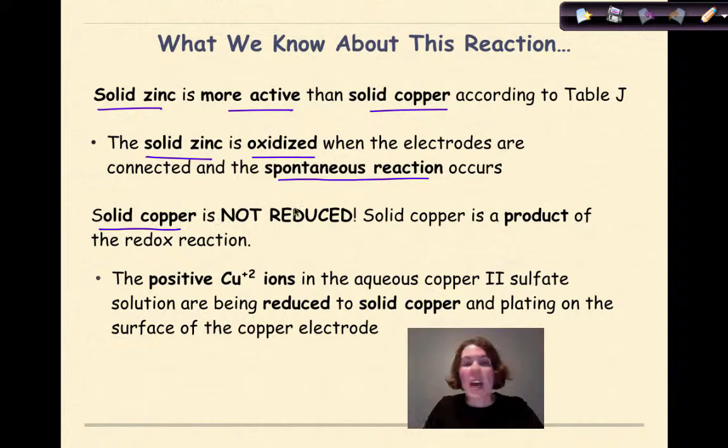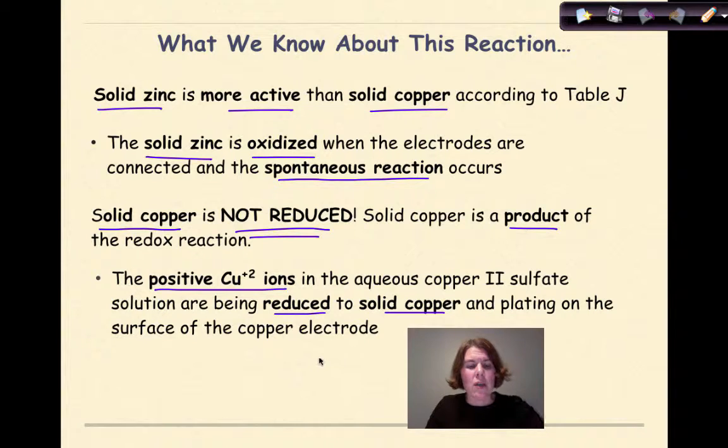The solid copper, again, is not reduced. It's Cu0. It can't gain any more electrons. It's not going to happen. Solid copper is a product of the redox reaction. Instead, it's the positive copper+2 ions in the aqueous copper 2 sulfate solution that are being reduced to solid copper and plating on the surface of the electrode.